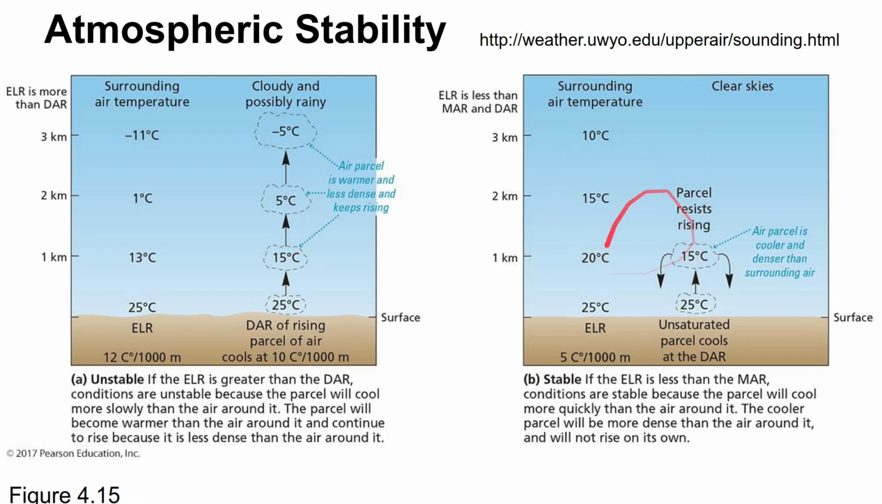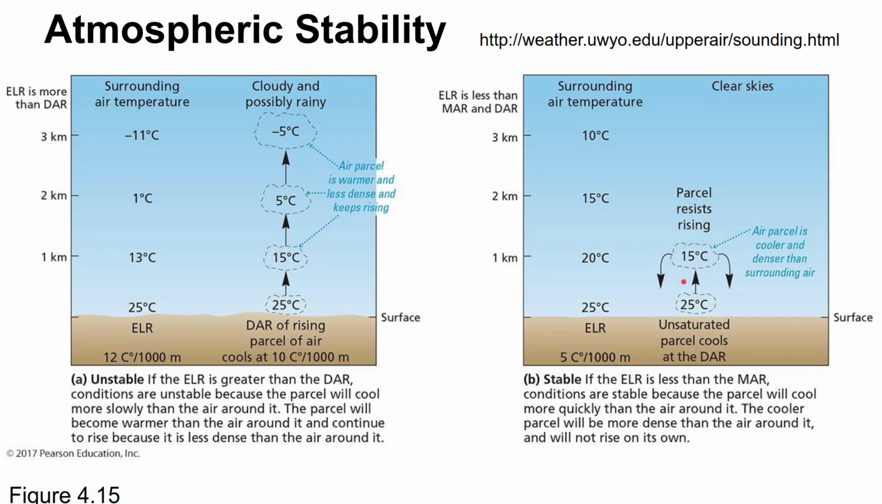Okay, so let's look at another example. So the ELR in this case is 5. If the ELR is 5, it doesn't matter what rate the parcel cools at, the parcel will cool faster, right? Because the two rates that the parcel can cool at is either 10 or 6. In this example, they've got the parcel cooling at 10, the air around it cooling at 5. So at 1 kilometer, the parcel is cooled to 15, the air around it is cooled to 20. The parcel is 5 degrees colder. It's a cold air balloon. It's just going to sit there. It's not going to rise.